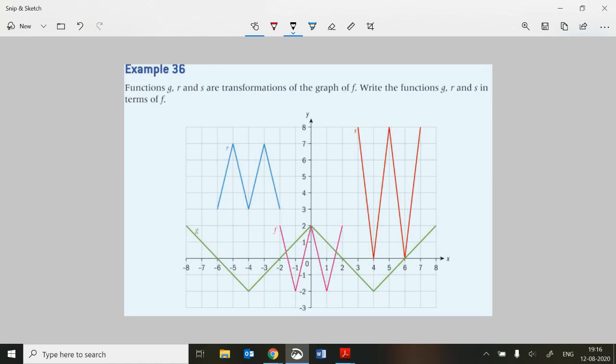perhaps a reflection in the x-axis will kick things off. That will get it the right way round. Perhaps there's more than one way of doing this. So a reflection in the x-axis and then a translation. So 2 translations, in fact, but 1 vector translation. So r of x is going to be that f of x.